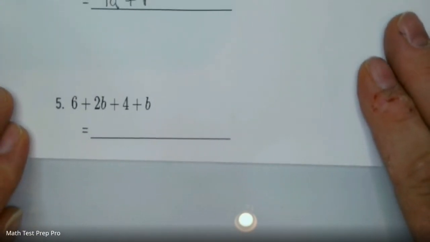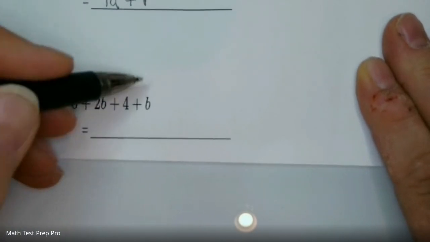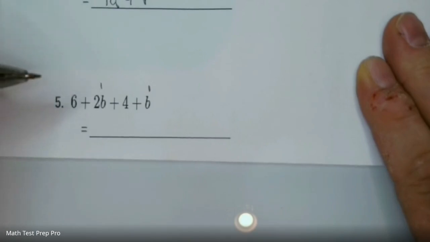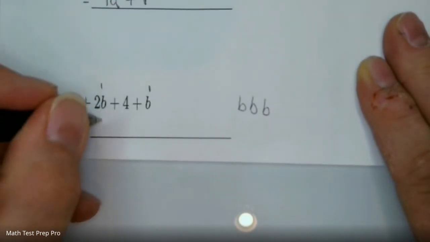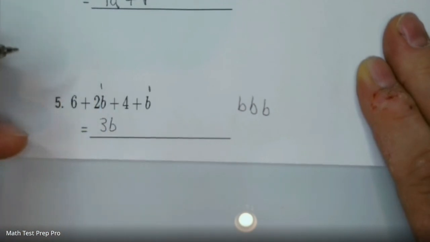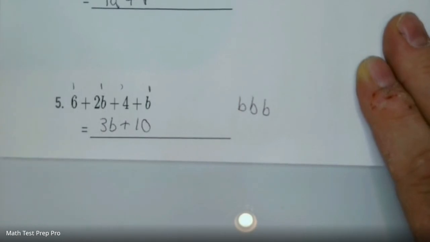Okay, so next problem. Problem 5, 6 plus 2b plus 4 plus b. Now here we're going to add up the variable terms first. It's going to be 2b plus b. So if you have two b's, you add another b, you have 3 b's. So 2b plus b is 3b. 6 plus 4 is what? 10. So over here, the answer is 3b plus 10.